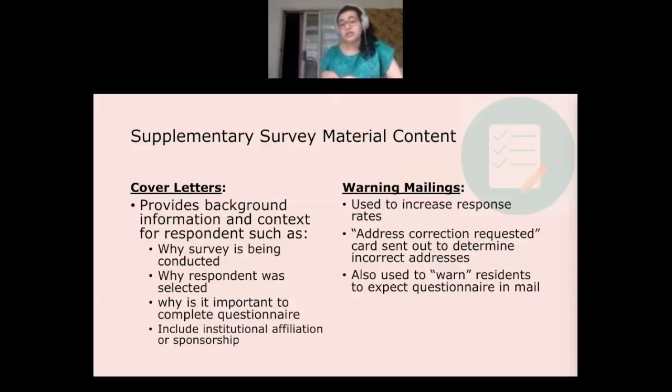There's supplementary survey material content that you can develop that doesn't include the questionnaire that could be helpful. So there are cover letters, and this can be in online format or in paper format. This provides a background, a prompt of what exactly the survey is, what the purpose is, why that respondent was selected, why it's important to complete the questionnaire in full, and to include the institutional affiliation or the sponsorship, because people do want to know who's funding it.